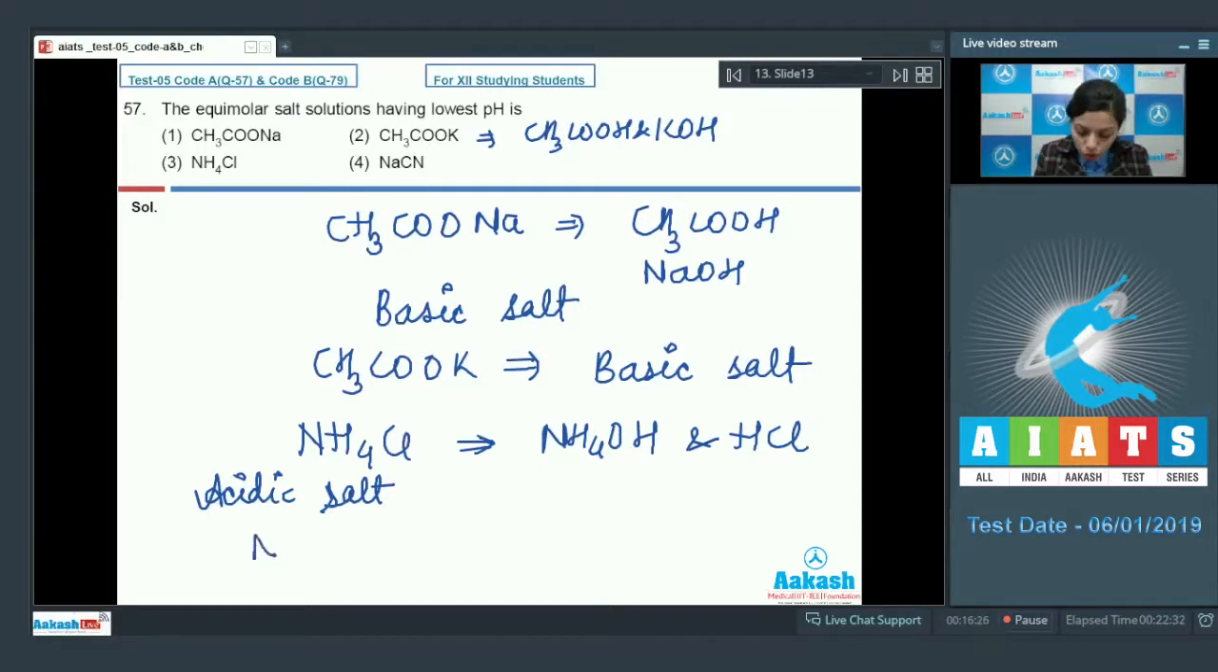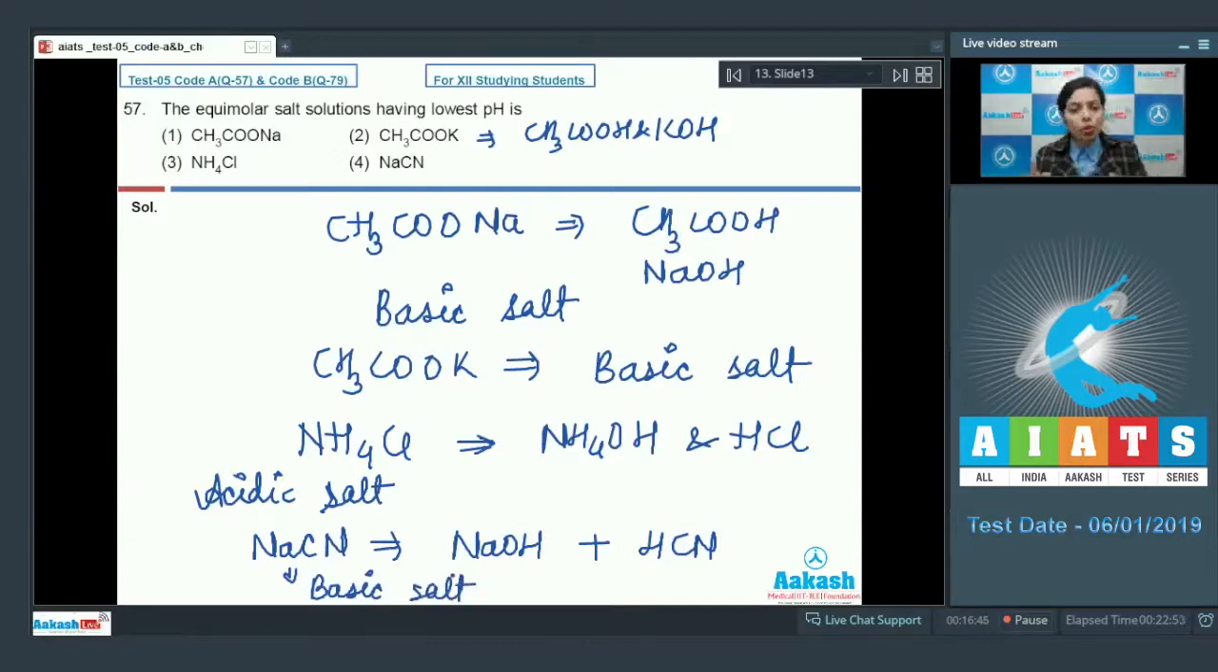Now let's check the last option also, that is NaCN. This is the salt of strong base and weak acid, comparatively weak acid. So in this case, definitely the solution is basic, and this salt is also considered as a basic salt. The pH is more than 7. So only one salt is there with a pH value less than 7. So for this, ammonium chloride we can take here as the correct answer, because that has a salt solution which has the lowest pH. Now after this, let's take next question.